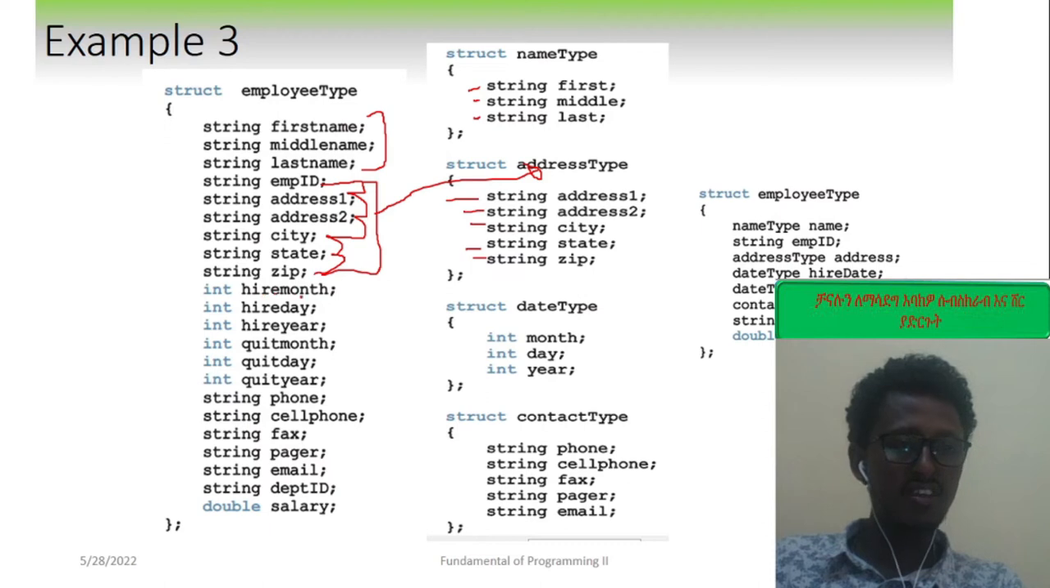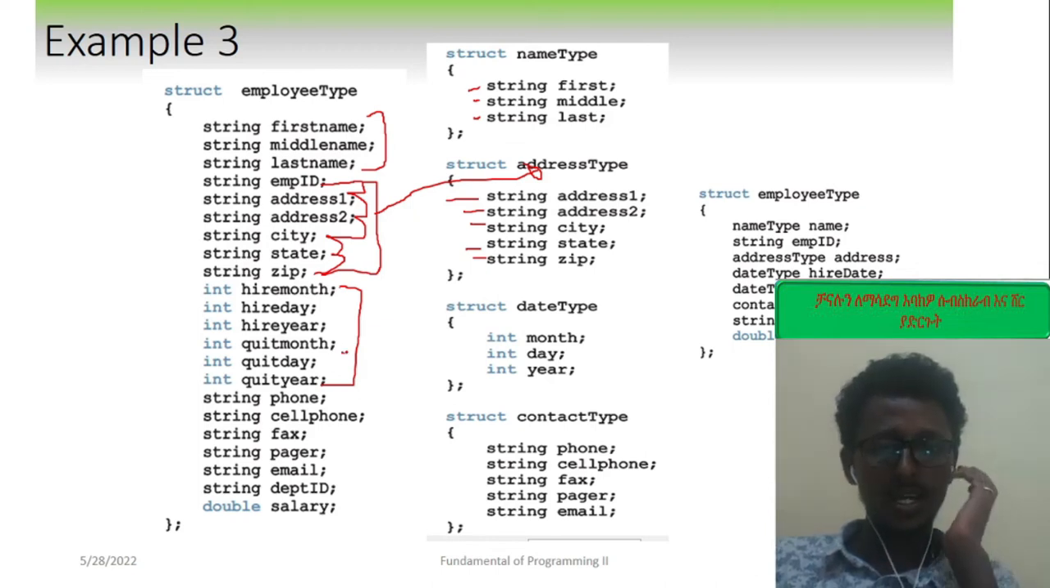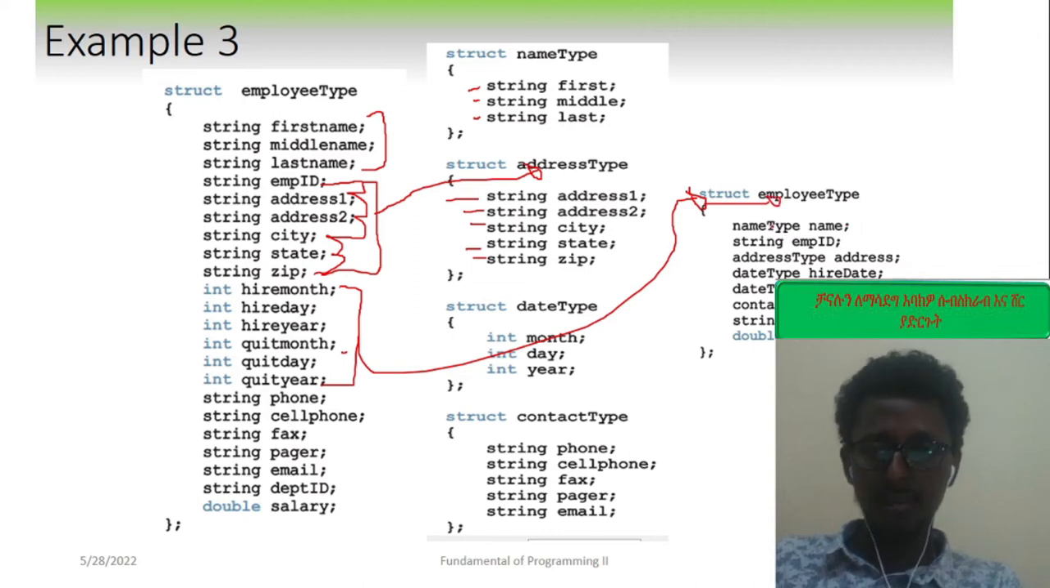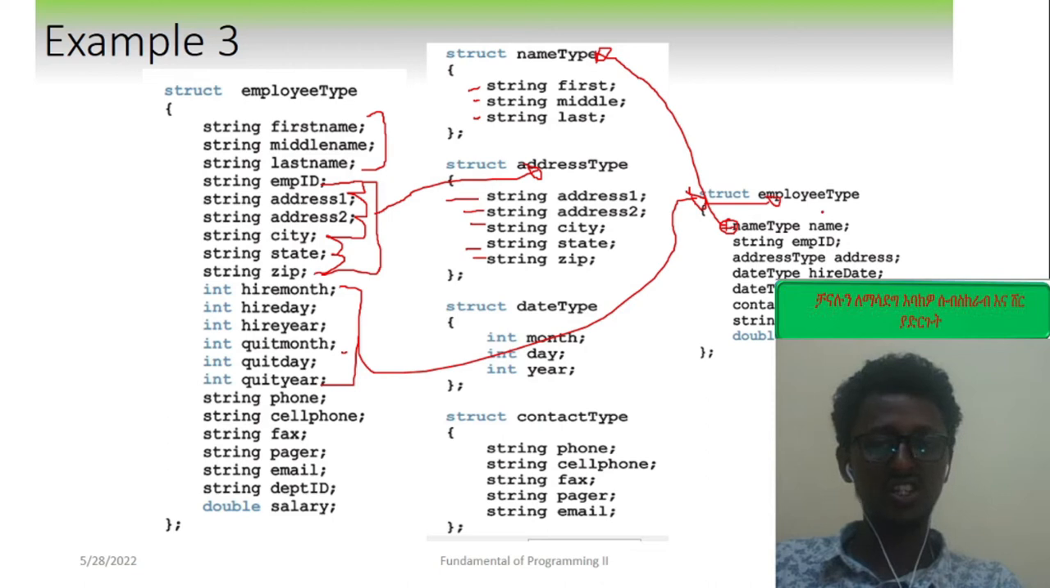And also here month, day, year, quit month, quit day, quit year. These six attributes are also declared as date type. Including the other struct members, inner structs here, employee struct, and additionally struct name. This one means another struct is created here as a member of the other structure.